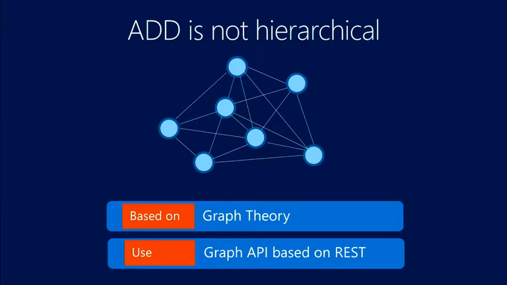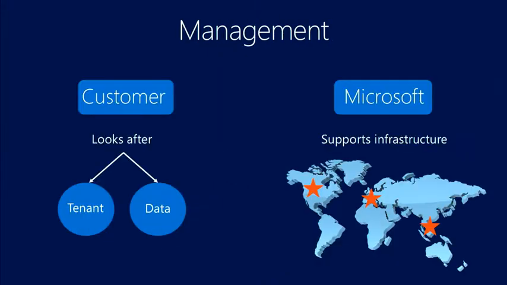The problem in the cloud is that it's not hierarchical. People play rugby. Different people play football with you. The guy sitting next to you is married to your brother's sister-in-law. It's very hard to put that into a hierarchical structure. So what Azure Active Directory is built on is graph theory, much the same as the Facebook API. It's based on REST, and you use a set of REST interfaces to get there.